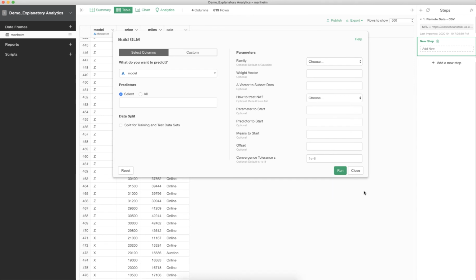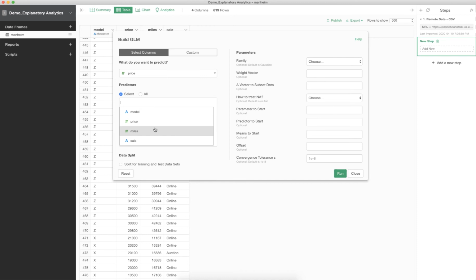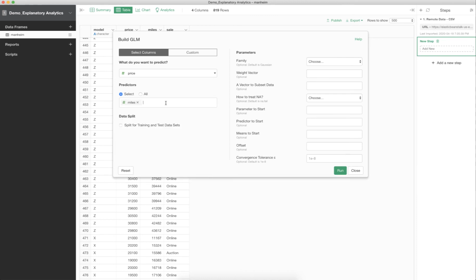We have to build a GLM model where we have predictors, or our independent variables, and the thing that we want to predict, or our dependent variable. The thing that we want to predict in our case is the price of the car. And we want to say that the price of a car is dependent on the miles, the model, and how a car was sold.